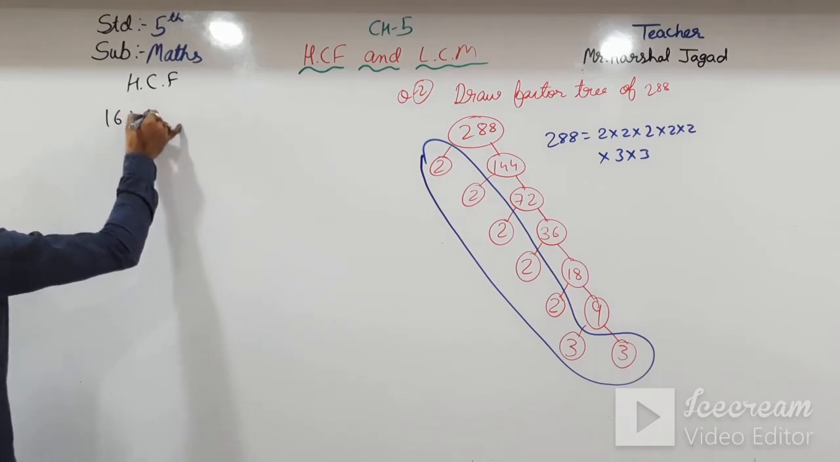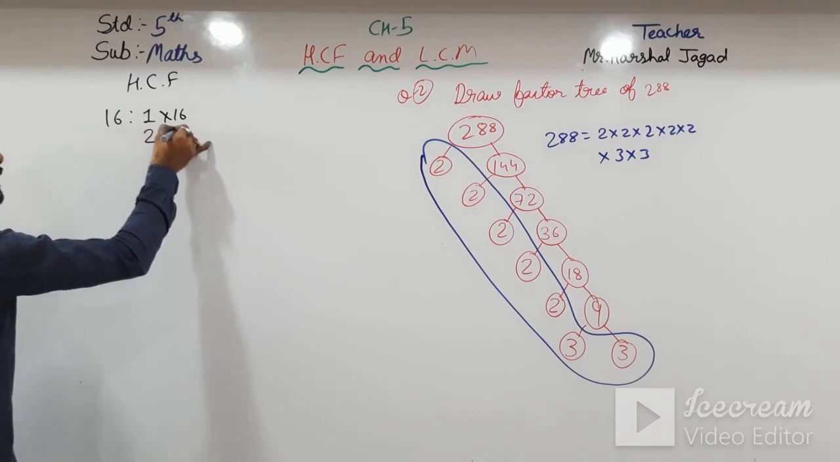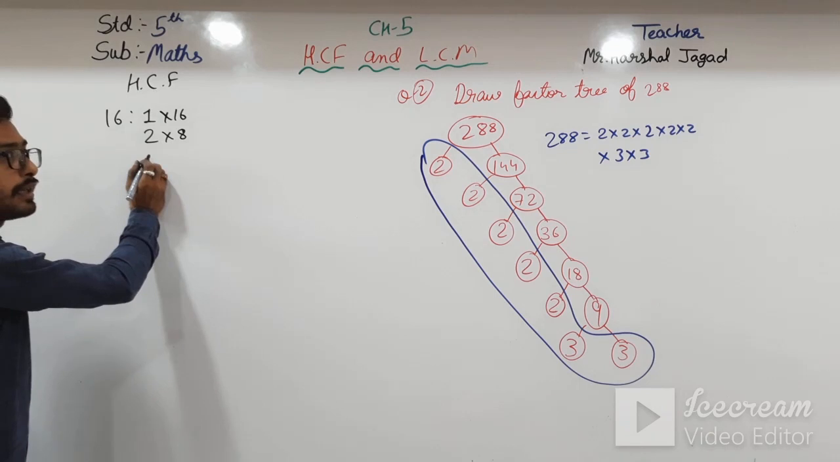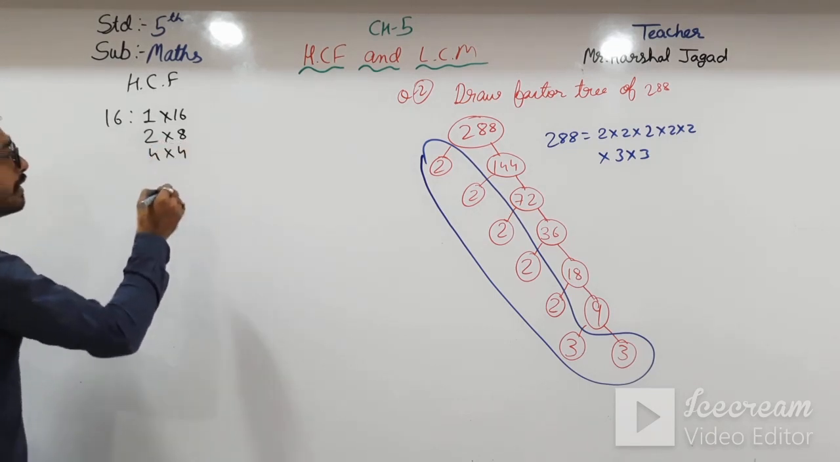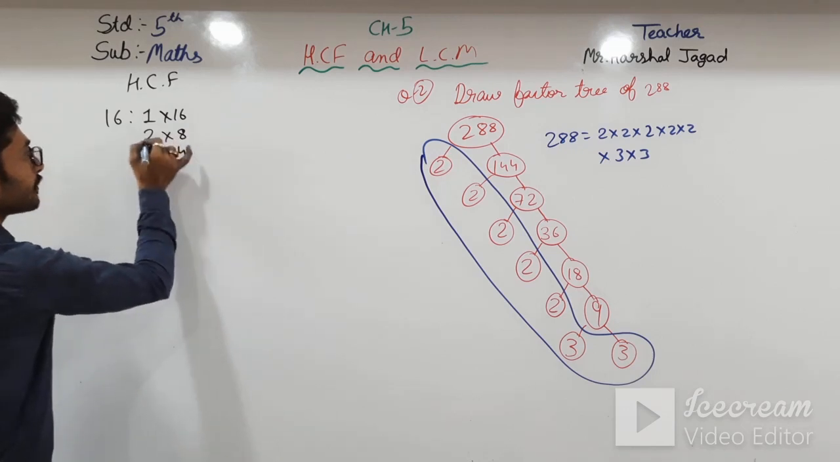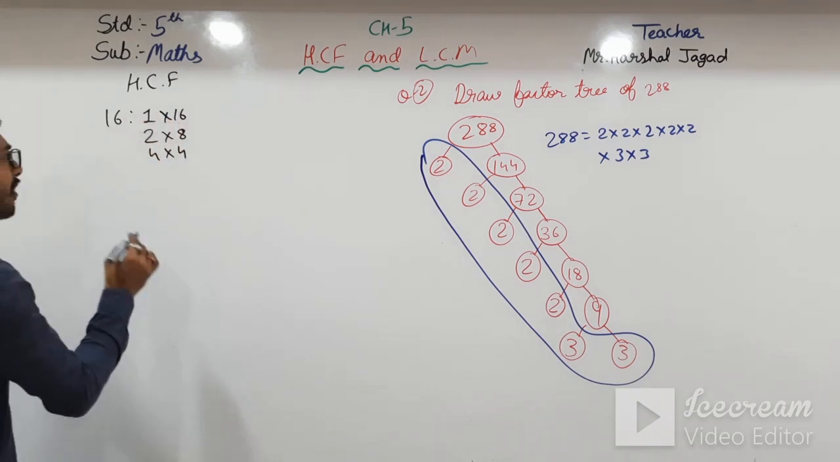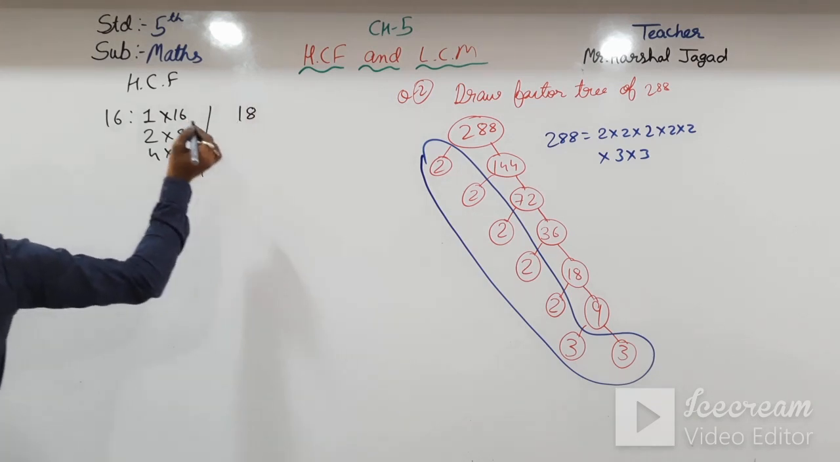So I can write 1 into 16 is 16, 2 into 8 is 16, then 4, 4 fours are 16, and then after comes 8 twos, 16 ones are 16. So these are the factors of 16, and then we are finding the factors of 18.